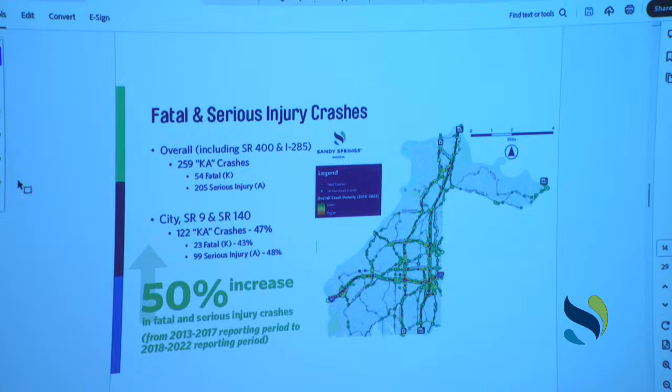The time is really now to develop a safety action plan and look at this plan in detail, because from a crash history standpoint, if we look at the five-year period before our analysis period, which is 2018 through 2022, so 2013 through 2017, there's about a 50% increase in fatal and severe injury crashes. So really now is the time to start looking at the plan and coming up with projects and strategies to address that.